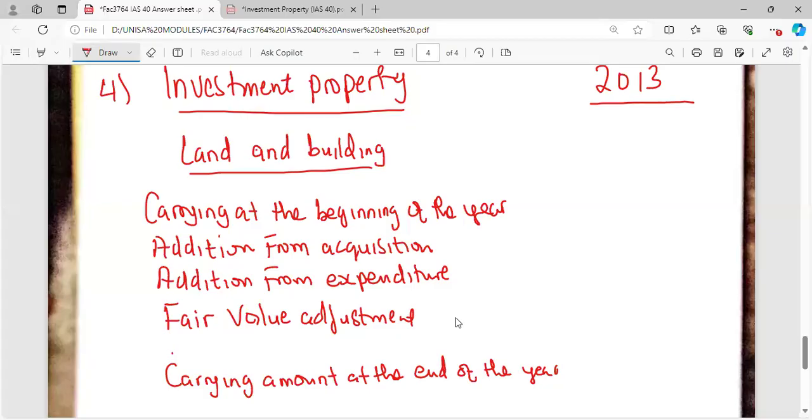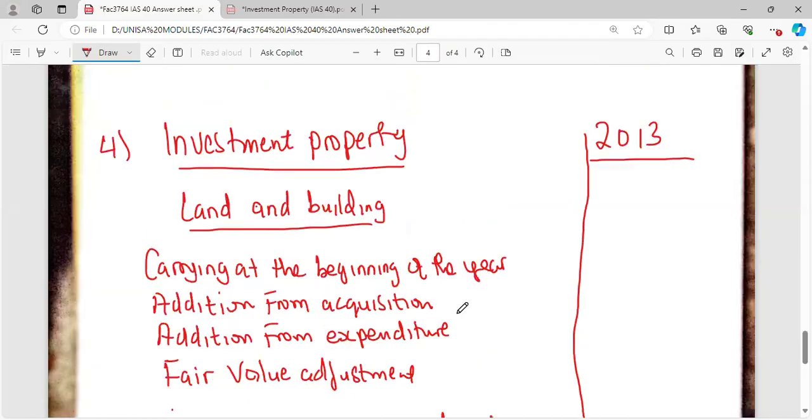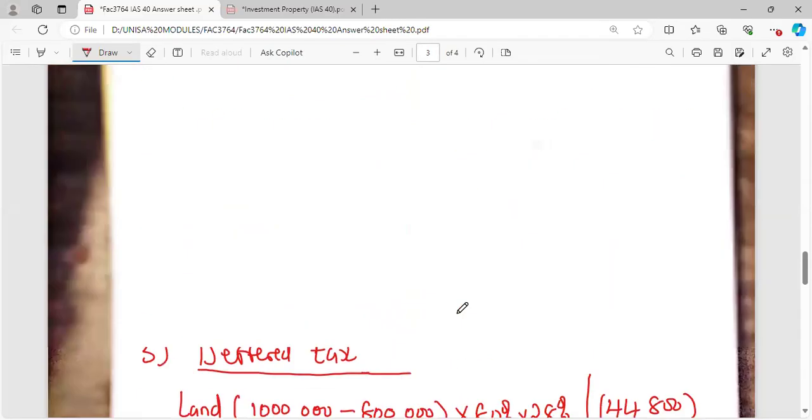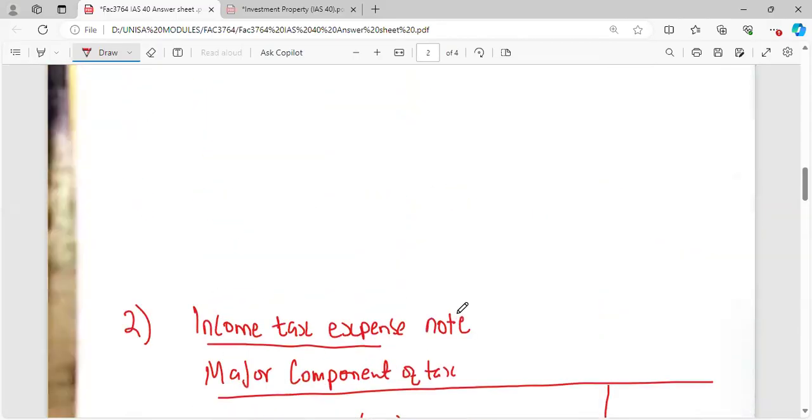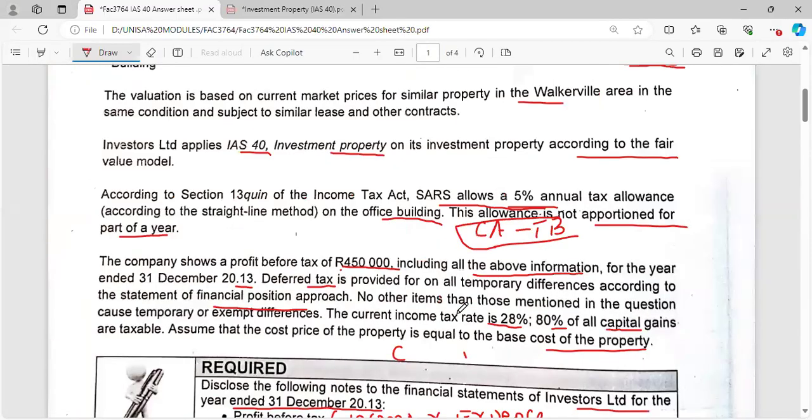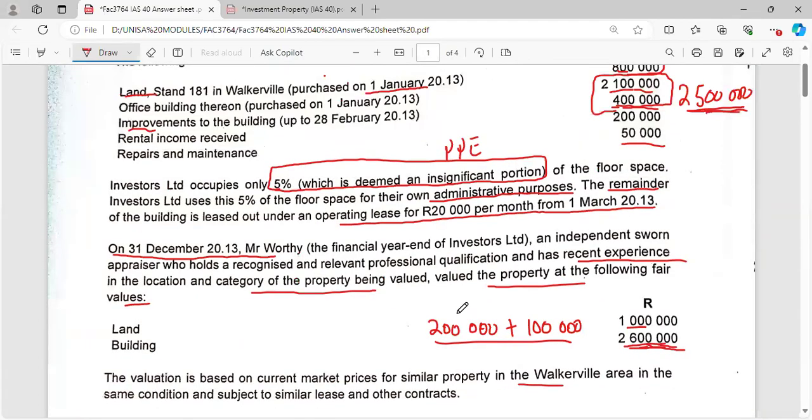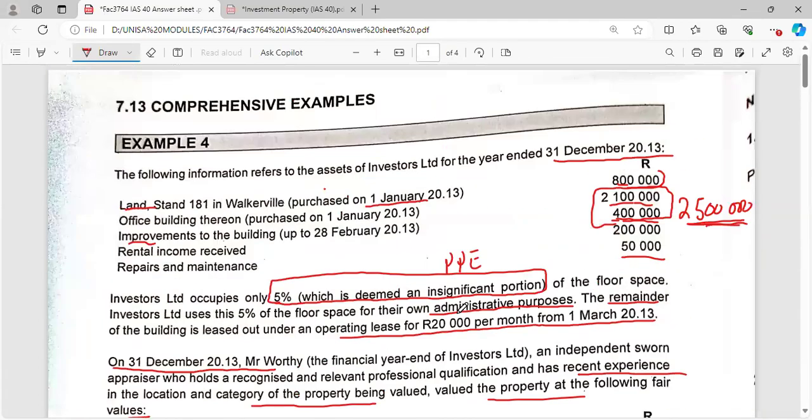Before you even start answering, before you even look for figures, I always prefer to have this. So that when I go to the figures, I'll just look at the carrying amount at the beginning of the year. What was the carrying amount of the investment property, including the building, at the beginning of the year? $800,000. It was there. Okay.